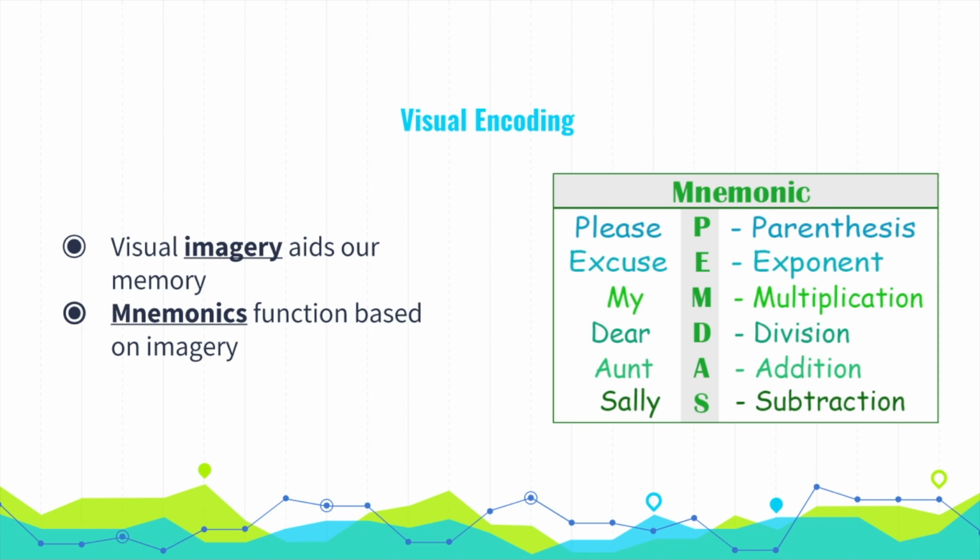Mnemonics, or memory aids, function based on imagery. PEMDAS is a mnemonic that many of us probably learned in our pre-algebra class while studying the order of operations, and it's listed on the side of this slide. Now, Frank, how does the brain encode more complex information?